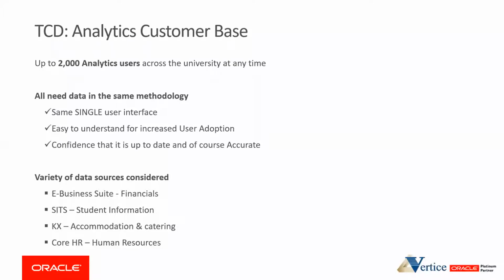He also had to consider the various sources in their data landscape, such as eBusiness Suite Financials. You have SITS, which is their student information system, KX for accommodation and catering, and then Core HR for human resources. And these kinds of sources would be common to most universities in Ireland and the UK that we have dealt with.